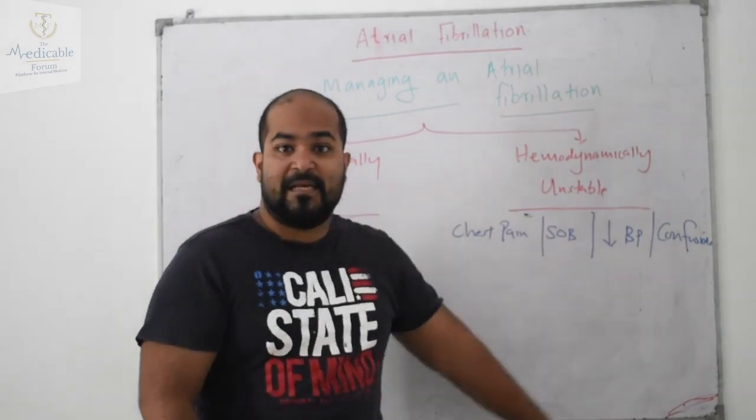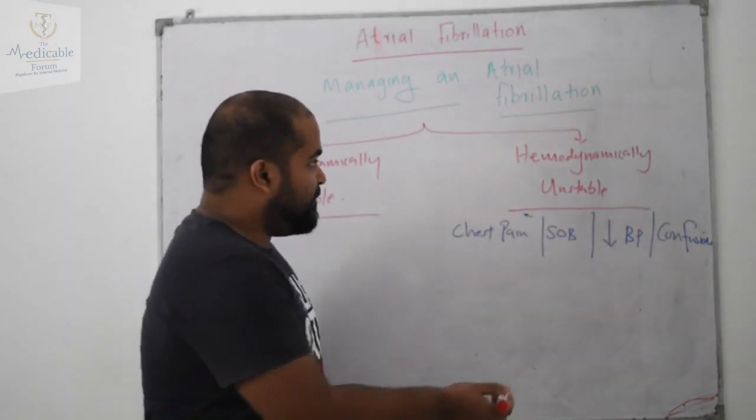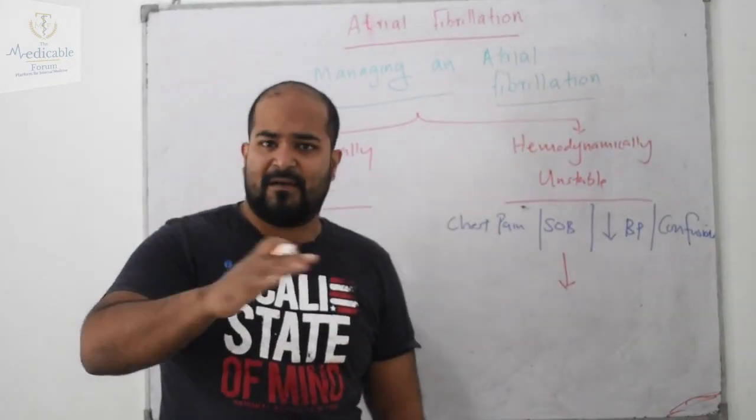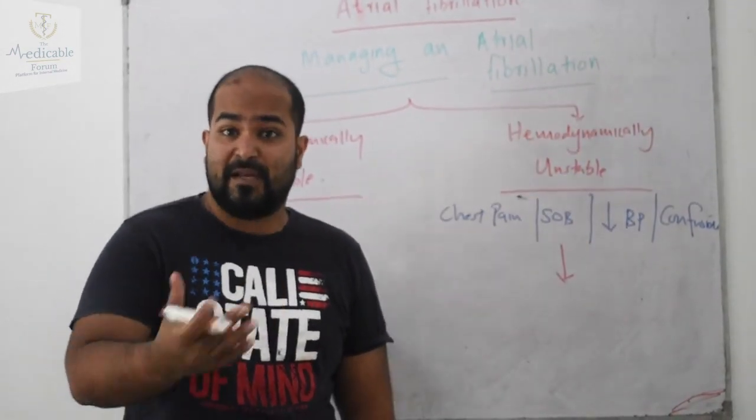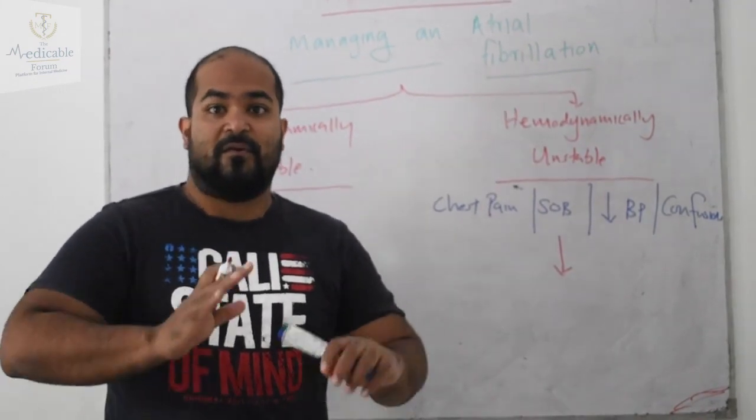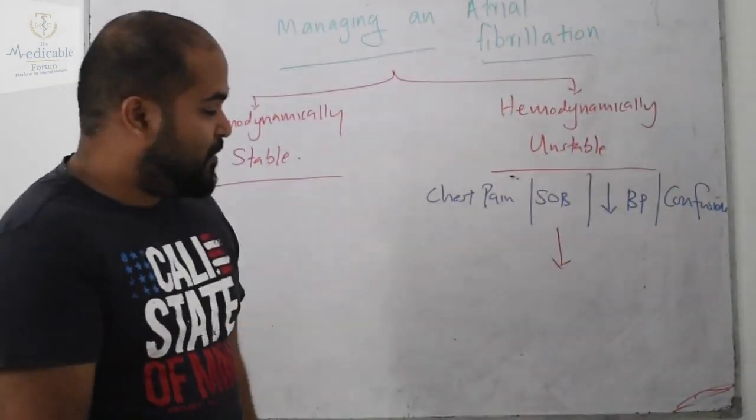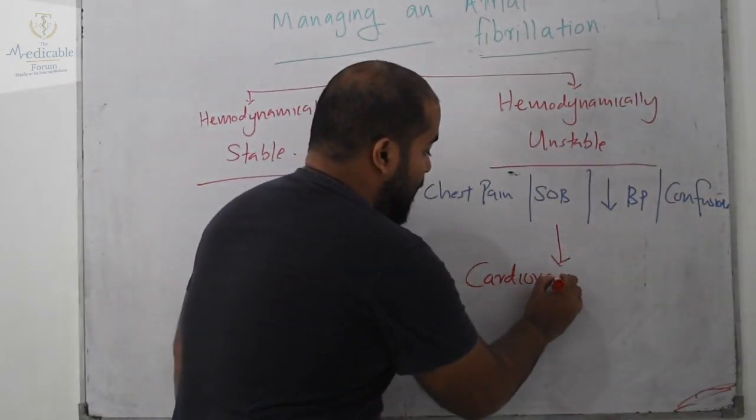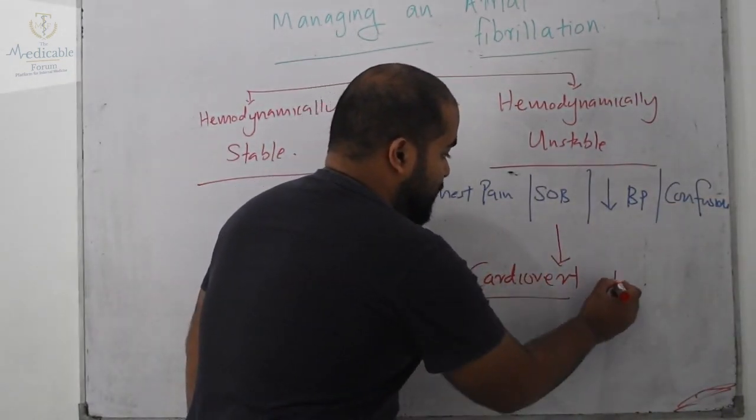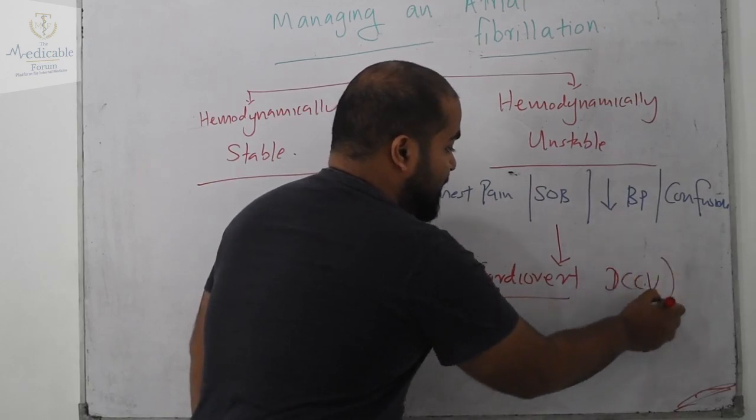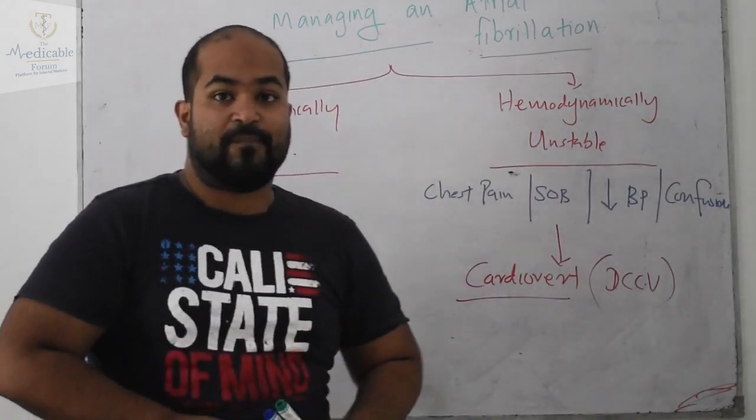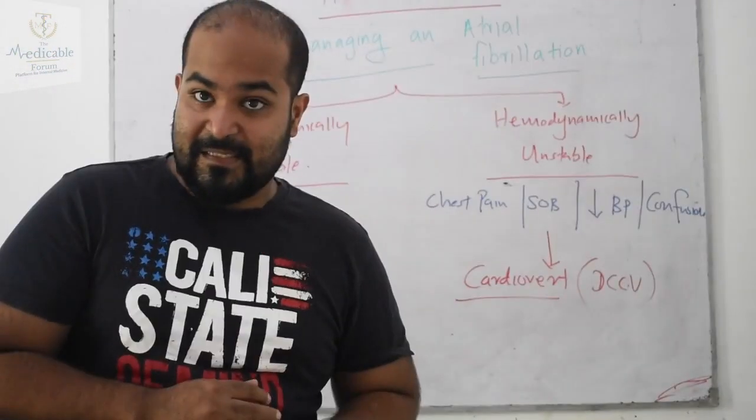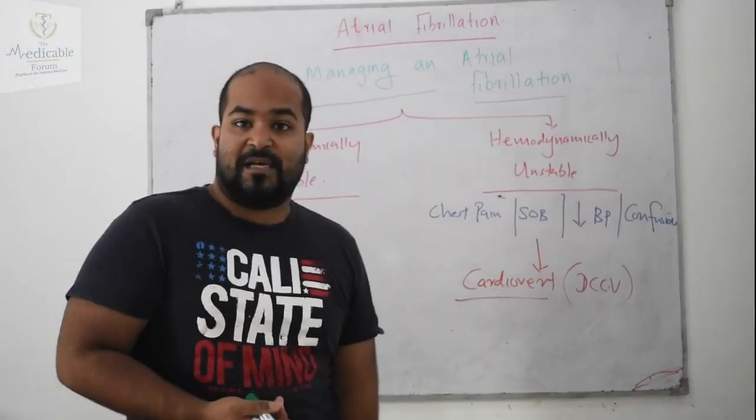So this entity is easier, right? If the patient comes hemodynamically unstable, regardless of the duration, whether it is a new one or a chronic one, it doesn't matter, we have to cardiovert. Usually we use DC cardioversion after procedural sedation. But there's one downside for this.